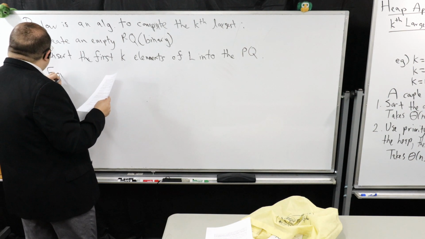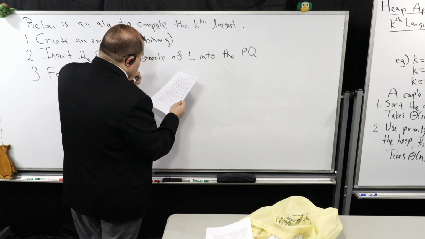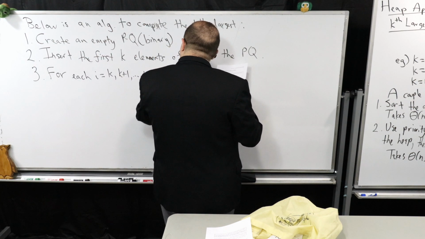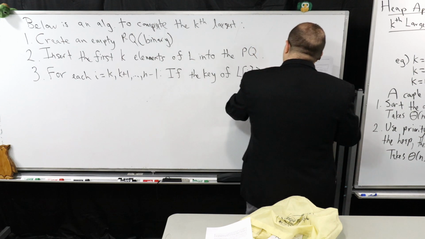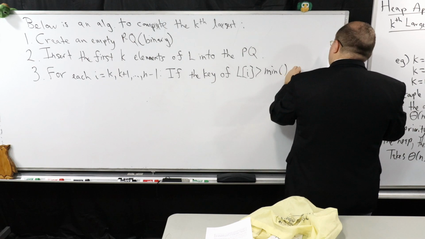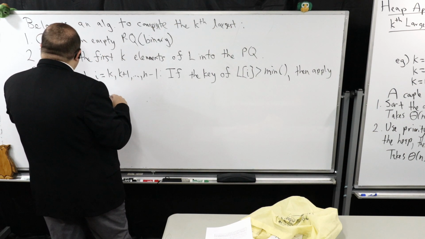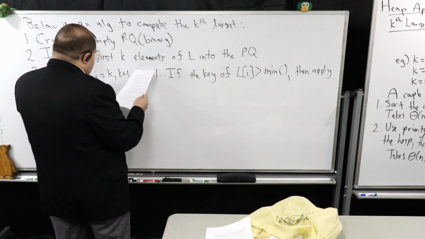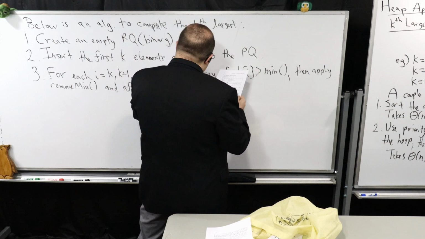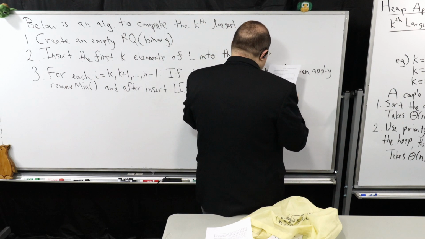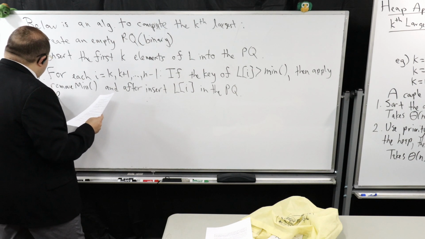And now what you're going to do is you're just going to go through the remainder of these. For each i equal to k plus 1, all the way up to n minus 1, if the key of L sub i is greater than the min, then apply remove min. Apply remove min. And after, insert L sub i into the priority queue. And then lastly, like I said, you take a peek at the top of my heap inside my magic bag. I return min.